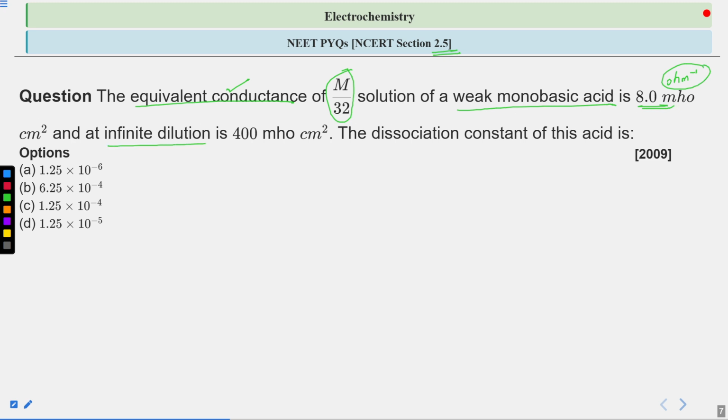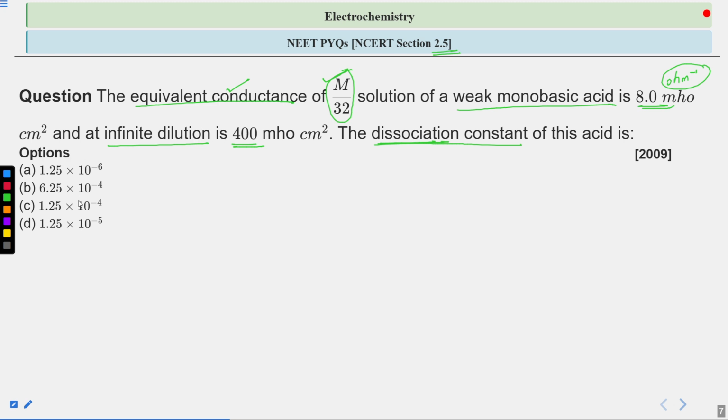And at infinite dilution, the equivalent conductance is 400 mho centimeter square. You have to identify the dissociation constant for this particular weak monobasic acid. This question was also in the 2009 NEET examination. So try to remember the concept of equivalent conductance, how you can relate it with the concentration, and how you can get the dissociation constant from the equivalent conductance. Then you can solve this.